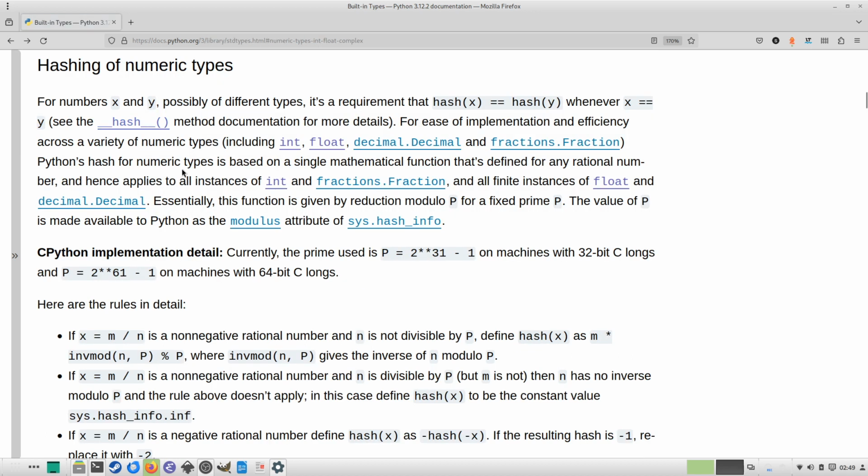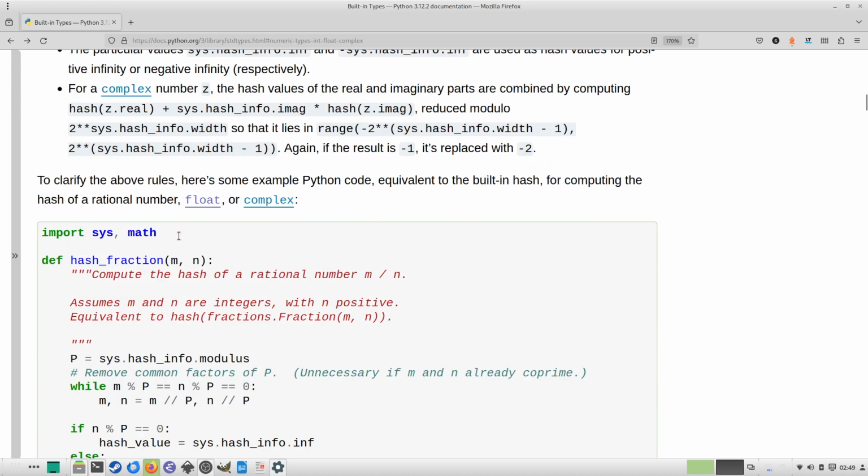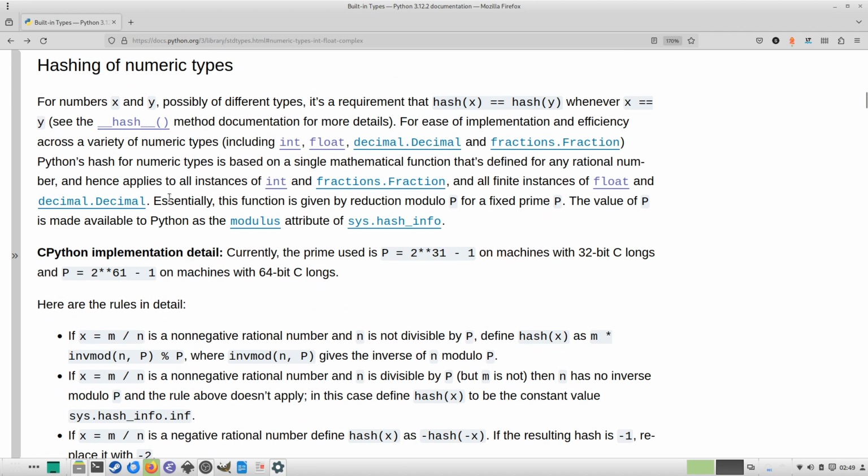So this is something we will study more, but for now I'll stop here because I don't want the video to be very long. So I'll see you in the next video and we will continue the hashing of numeric types there.